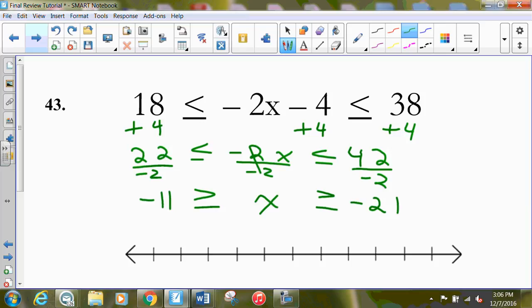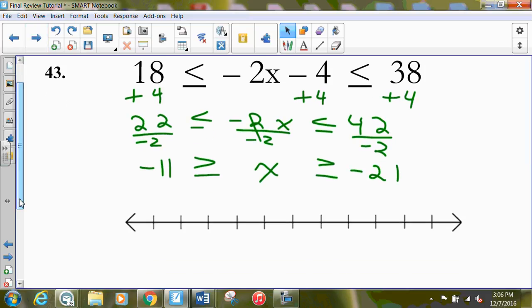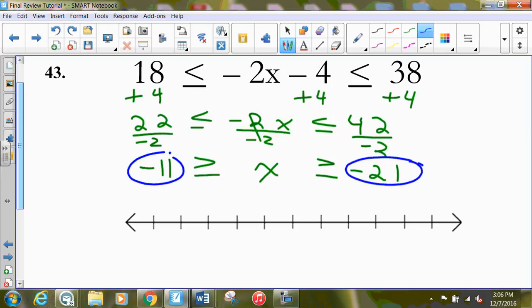Now, before we go graph this, we have to ask ourselves, look at the two answers. Who is smaller, negative 21 or negative 11? And the winner is negative 21. Even though it looks bigger, because 21 is bigger than 11, negative 21 is even further to the left from 0 than negative 11. So we're going to put negative 21 to the left and negative 11 to the right.